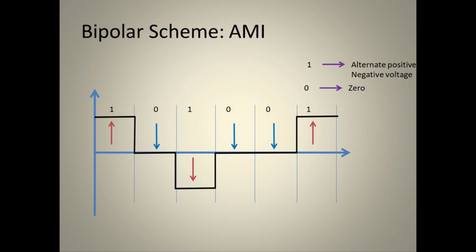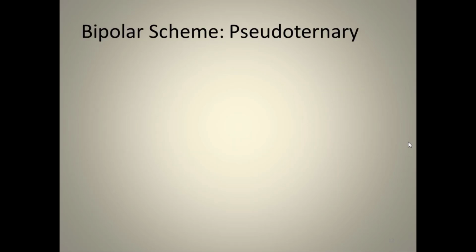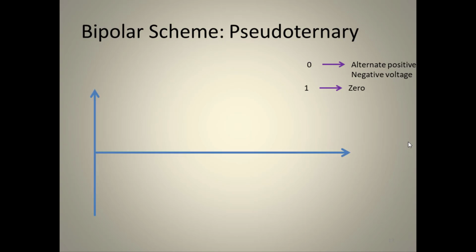For 1 the voltage alternates between negative and positive for every next bit. Suppose after the third one there had been one more 1, it would become negative again, and for 0 it remains 0. Now next is pseudo ternary. The only difference is that whatever was happening for 1 happens for 0, and whatever was happening for 0 happens for 1. So here we have this. Now you can make it out.